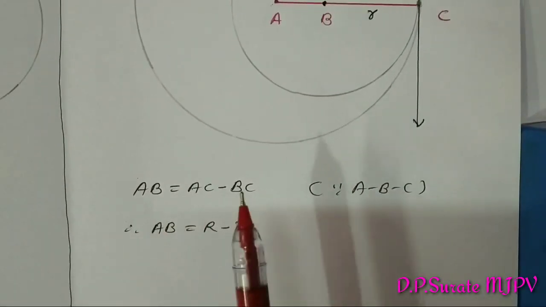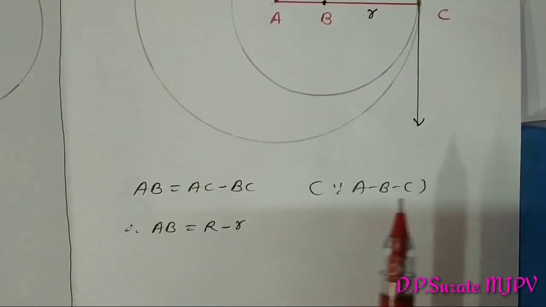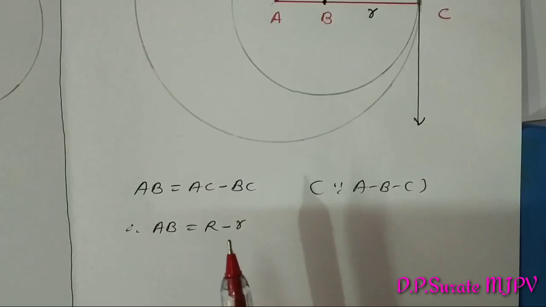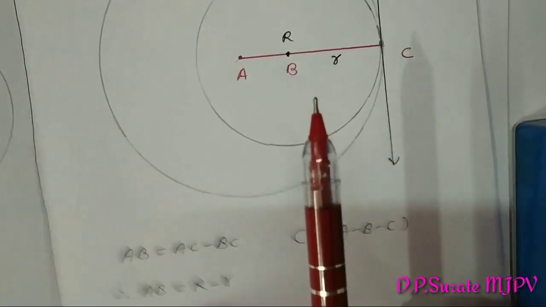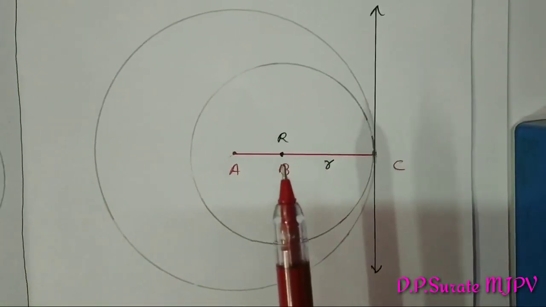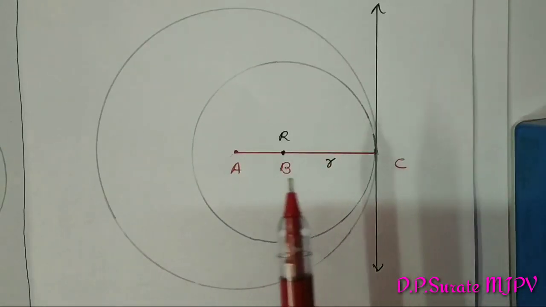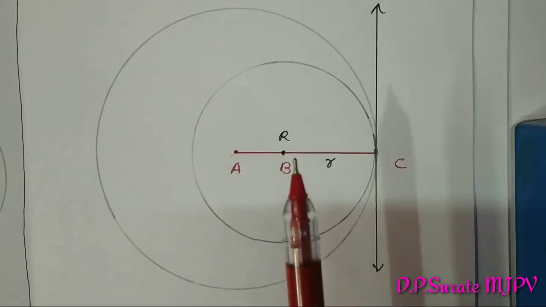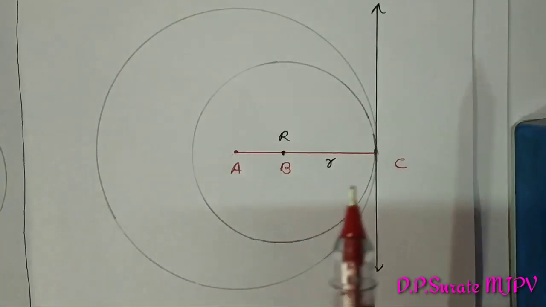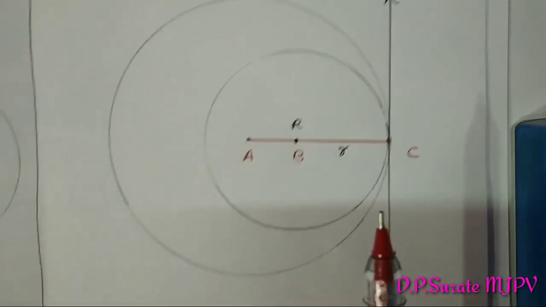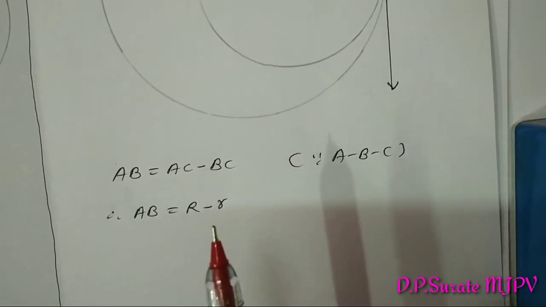Now here AB equals AC minus BC. Here A-B-C means point B lies between A and C. Therefore AB equals capital R minus small r. Here we have to take capital R, the radius of the circle with center A, as greater than the radius of the circle with center B. If we are taking capital R as the largest radius and small r as the smallest radius, then we have to take the distance between the centers AB equal to capital R minus small r.